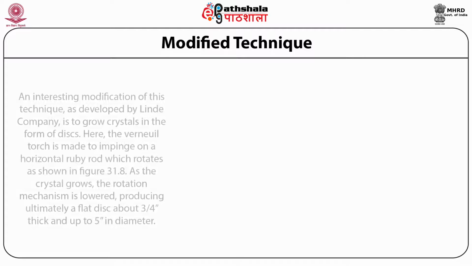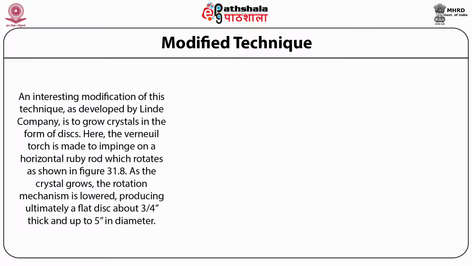Modified technique. An interesting modification of this technique, as developed by Linde Company, is to grow crystals in the form of discs. Here, the Verneuil torch is made to impinge on a horizontal ruby rod, which rotates as shown in figure 31.8. As the crystal grows, the rotation mechanism is lowered, producing ultimately a flat disc about 3/4 inch thick and up to 5 inch in diameter.